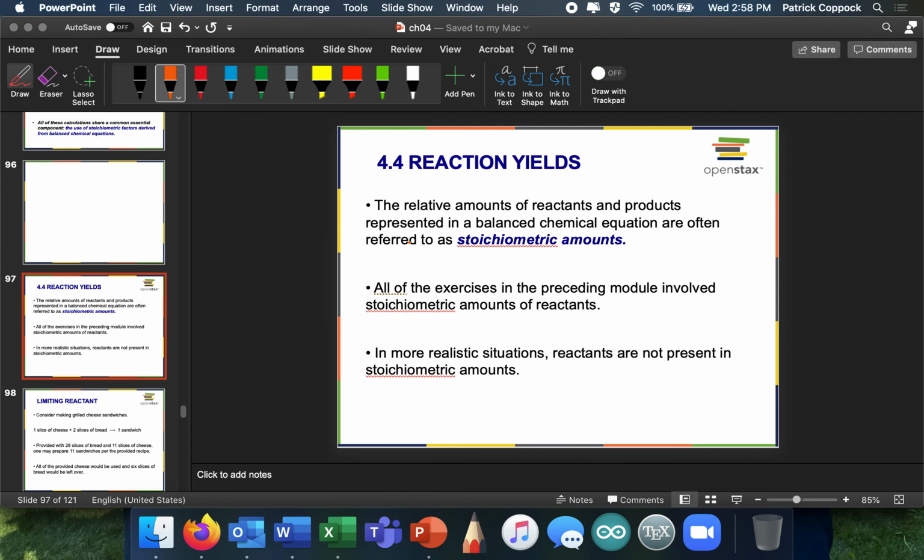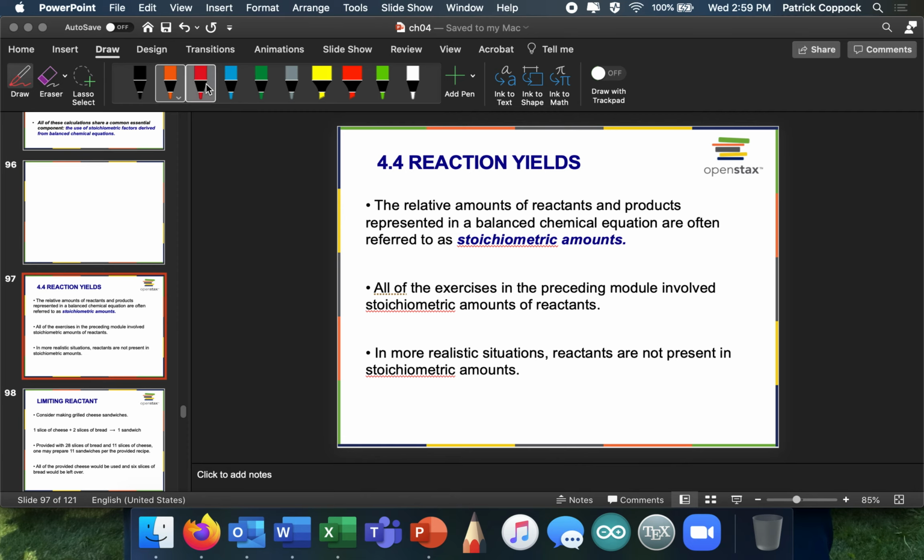Reactions in more detail and a little more realistic. We're going to talk about reaction yields. All right, so it's important to appreciate that up to this point we've been talking about reactants and products, and we've been balancing them as if they always match up perfectly.